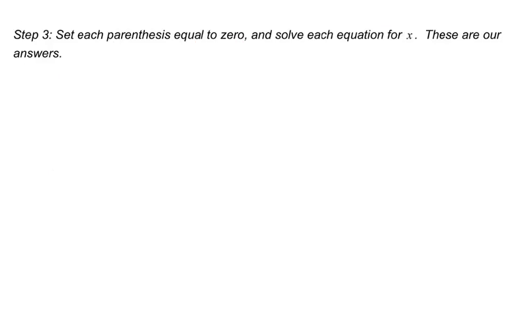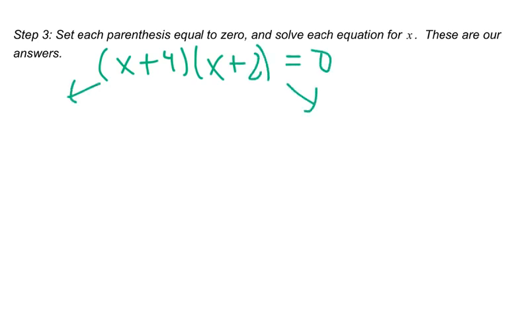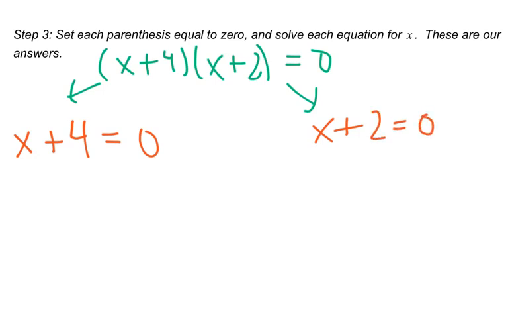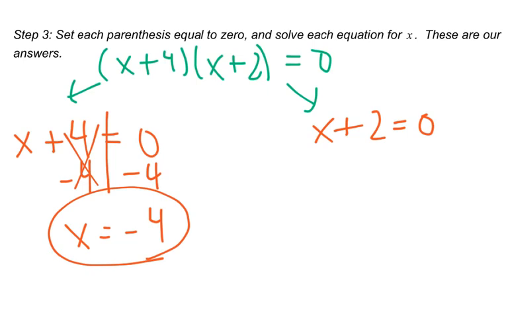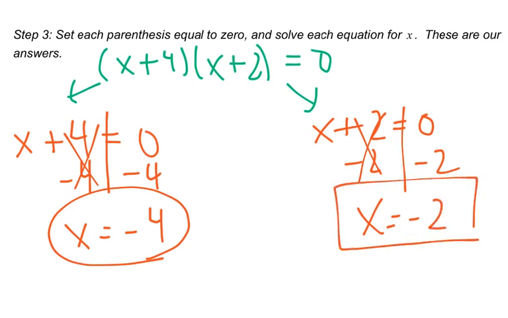Remember, our last step is we want to set each parenthesis equal to 0 and solve in each scenario. So here's my two different equations. x plus 4 equals 0. In the same way, x plus 2 equals 0. We want to solve, so I'm going to start over here on the left. To do opposite operation, I'm going to undo the plus 4 by subtracting 4. Those cancel. We get x equals negative 4, one of our answers. Over here, draw your line, minus 2, minus 2. We get x equals negative 2. And we're done.